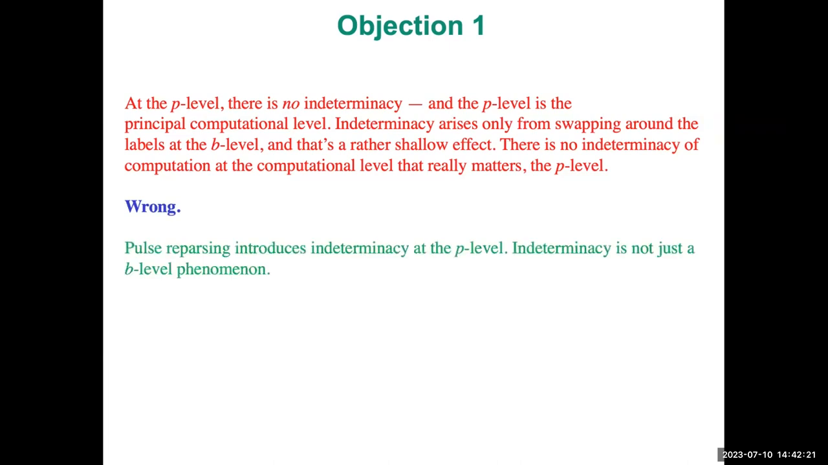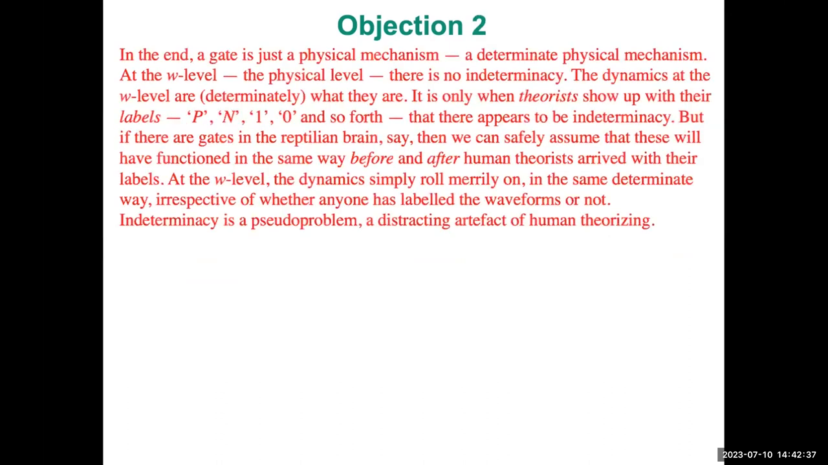According to the picture that I presented you with, pulse reparsing introduces indeterminacy at the P level. It's simply wrong that indeterminacy only lives at the B level. Indeterminacy is not just a B level phenomenon. So I think that objection can be dealt with quite rapidly. This next one is perhaps more interesting.